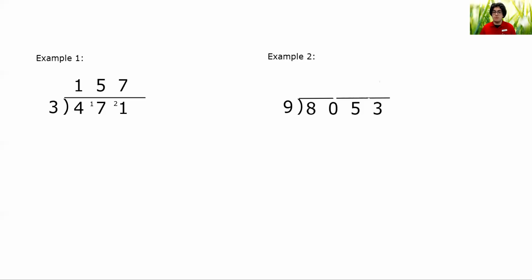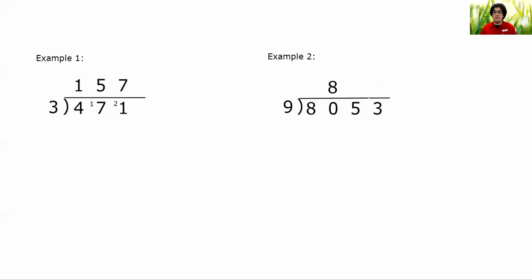Now the second example is a little bit larger. It is 8,053 divided by 9. The first question I'm going to ask myself, very similar start here. How many times does 9 go into 8? Now 9 is larger than 8, so it doesn't go in at all. So I'm going to ask myself, how many times can 9 go into 80? 9 can go into 80 a total of 8 times.